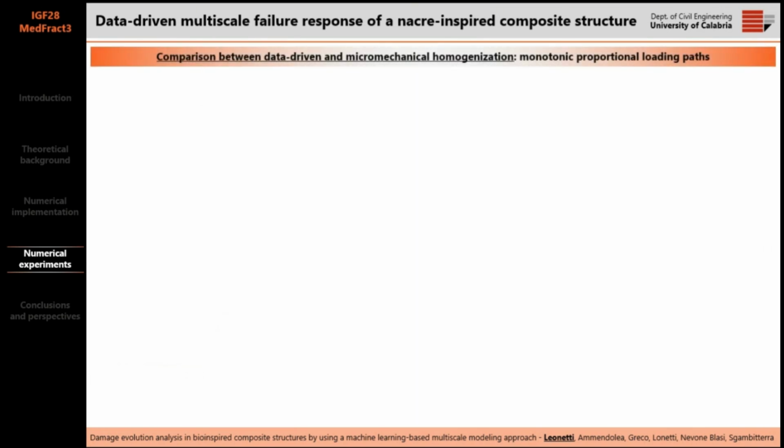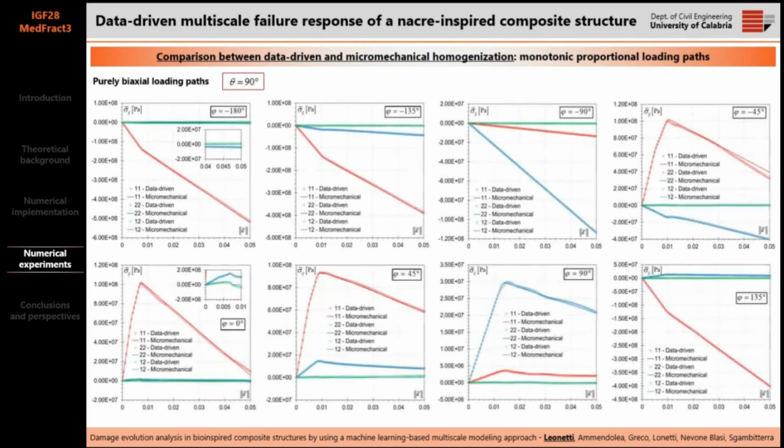And then we move to the validation step of the proposed data-driven approach. This validation is made by comparison between the data-driven and the standard micromechanical homogenization for different loading histories. Let's begin with monotonic proportional loading paths. In particular, for purely biaxial loading paths, you can see clearly these stress-strain curves at the macro scale predicted by the two approaches. They agree with each other for different applied microstrain histories.